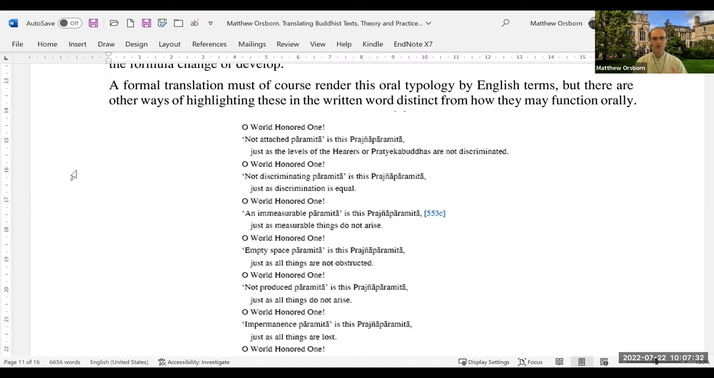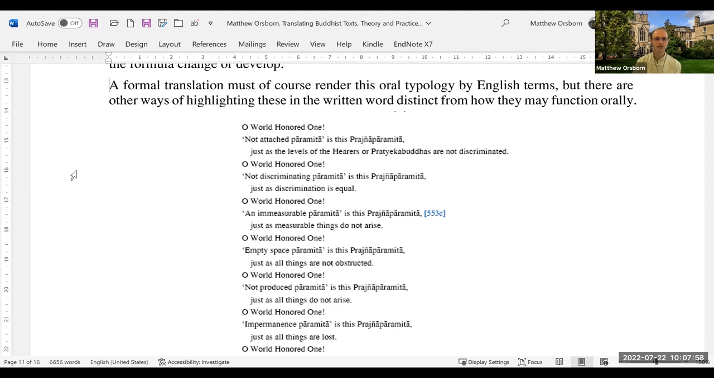Now, when you structure it like this on the page, the effect we're trying to get is that sense of patterning. When you hear it out loud, this is going to be repeated. It's got a rhythm to it, right? O world honored one, something, something, paramita is this prajna paramita, just as some reason. And that's repeated over and over again.